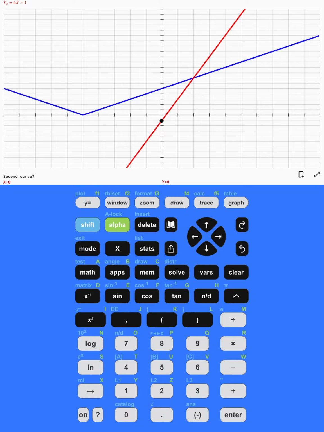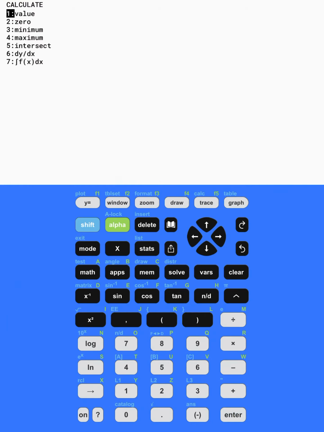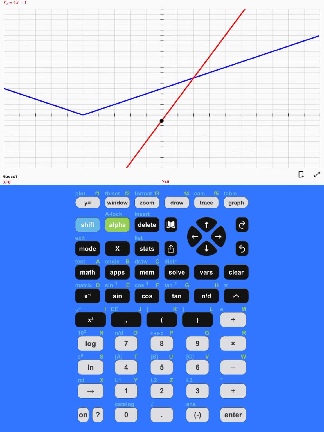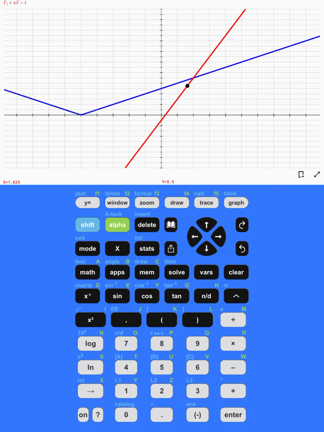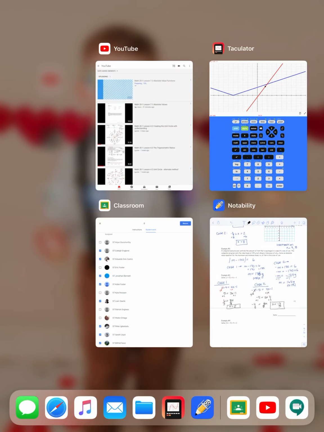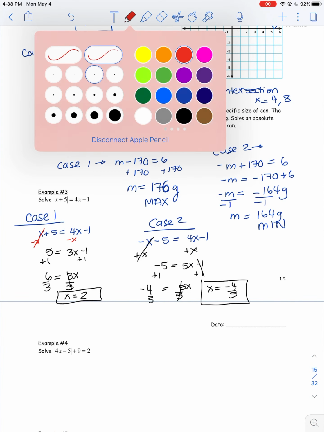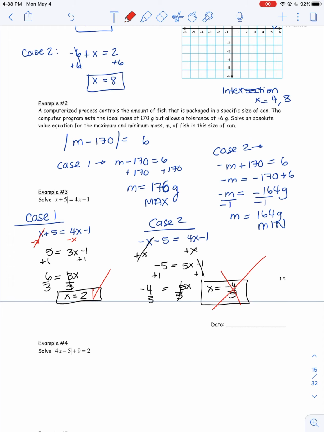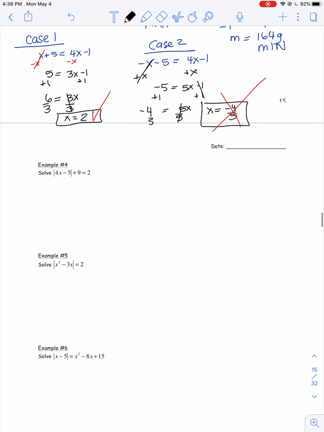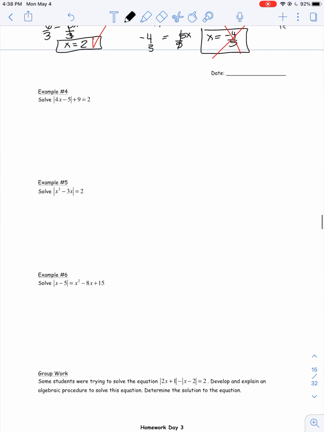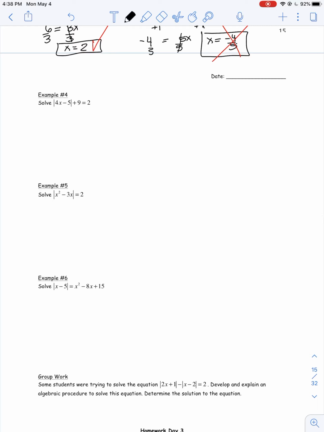So we're going to go second trace, number 5. We're going to move as close to the intersection as we can. Press enter 3 times. So the intersection occurs at x equals 2. That's the only answer, because if you look anywhere else, there is no other intersection. So this is our only real answer. So I'm going to check mark this, and I'm going to cross this one off because it doesn't actually work. That one is not a solution, which is why you need to check your answers.